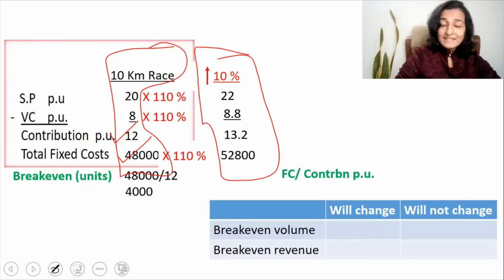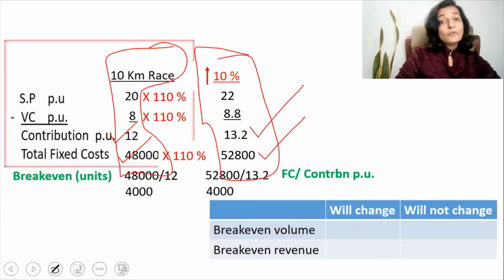And in the revised situation, that is when there is a 10% increase, the fixed cost is 52,800 divided by contribution of 13.2. So we get 4,000 units. So there is no change in the break-even point in units. So in the table, where should we tick? We should tick it will not change.